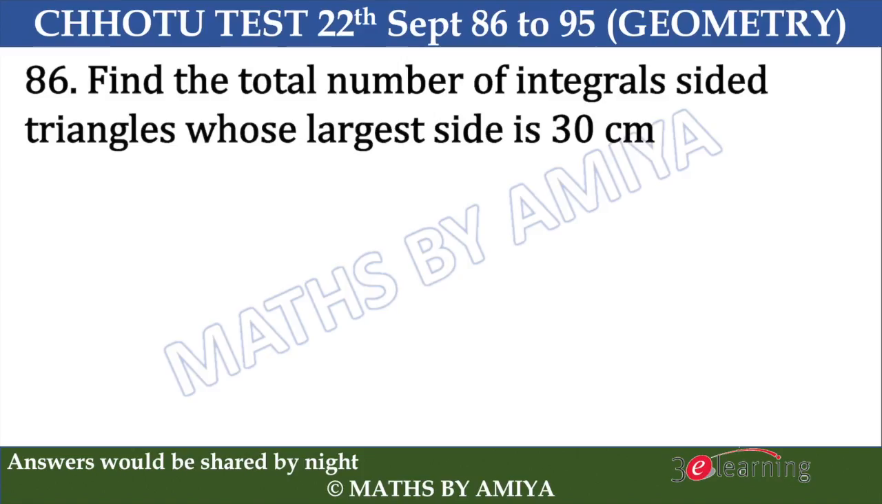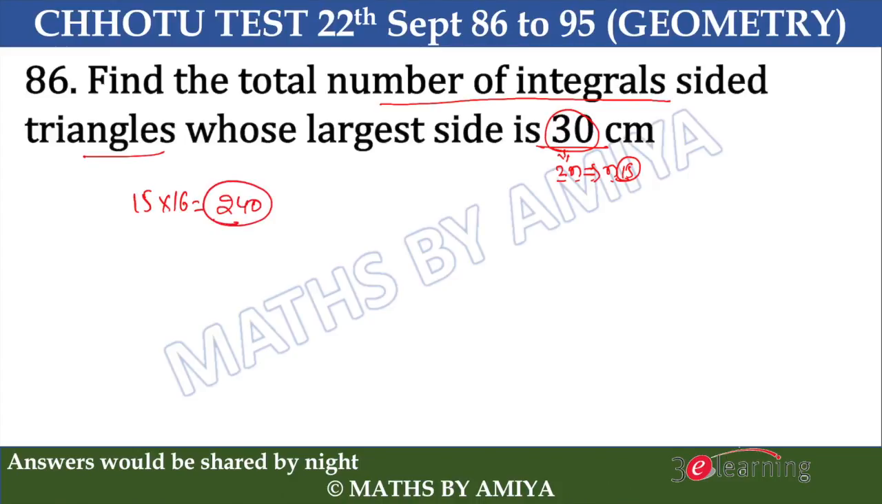In this, we need to find the total number of integral sided triangles whose largest side is 30. 30 is an even number, which is in the 2n form where n is nothing but 15. So if you have the largest side as 2n, the answer to this question is quite easy. That is 15 into 16, which is nothing but 240. To know the concept in detail, you can easily check.